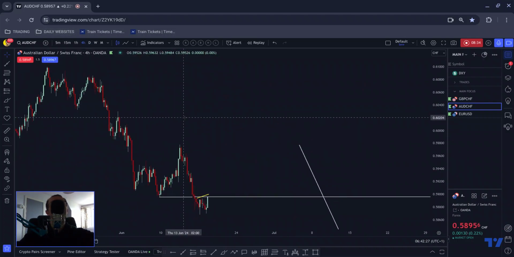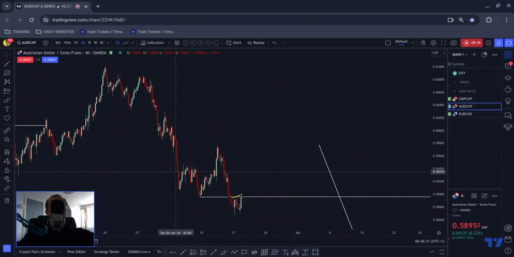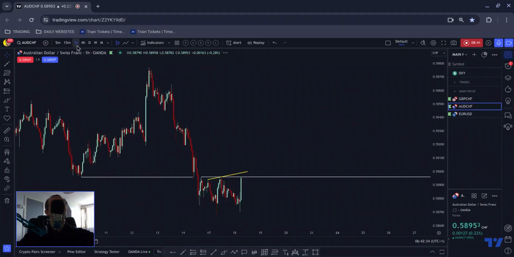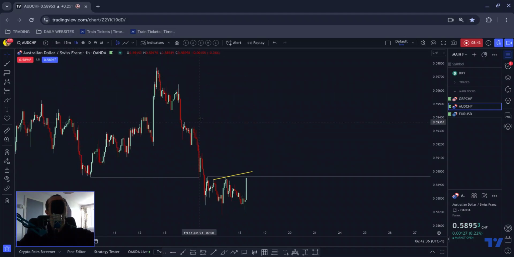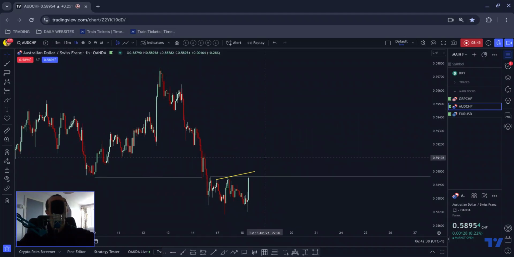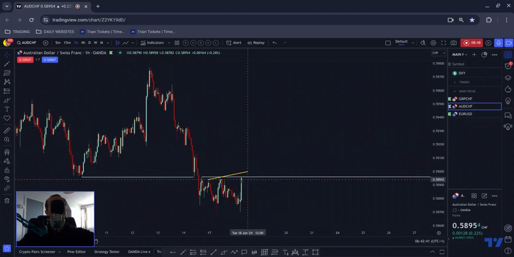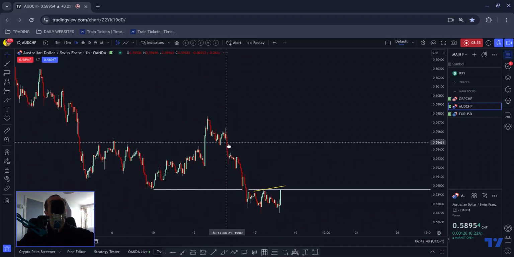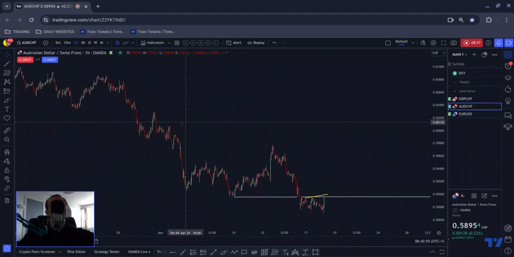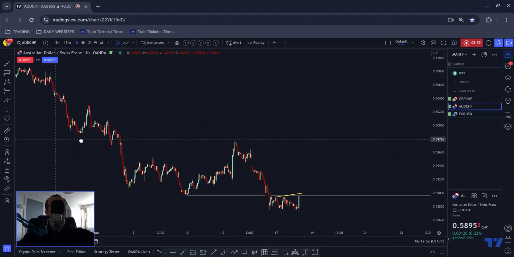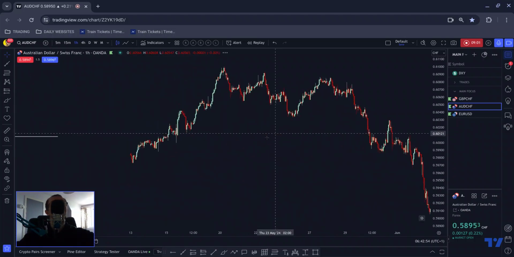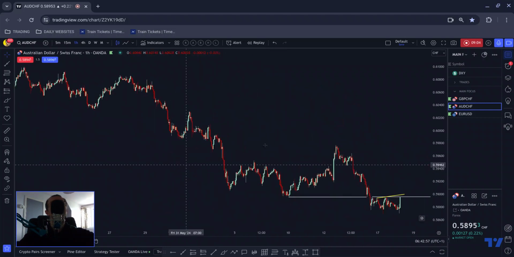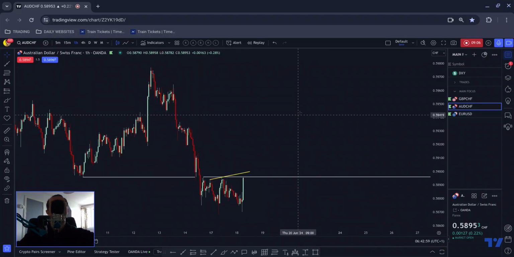You can almost start to see the structure on the 4 hour to some extent. And there you can see, look at this. This is exactly what I was looking for. I wouldn't be surprised if this breaks to the upside just because of these bullish wicks here. However, you do have to remember that this is Aussie Swiss, and it does tend to move like that. You get these big wicks, so I'm not too concerned about that.